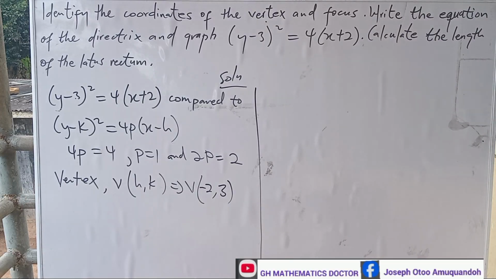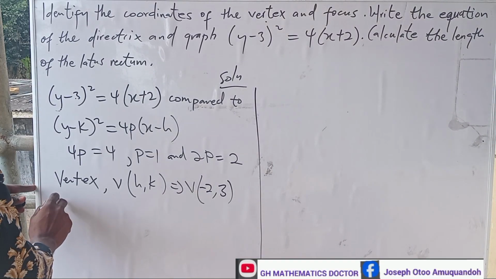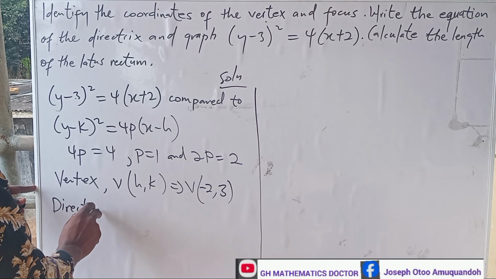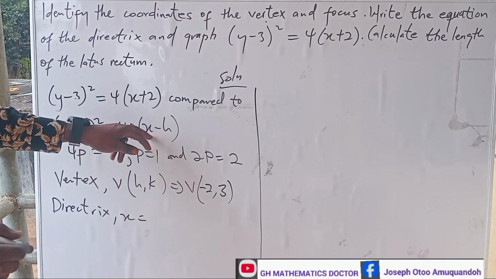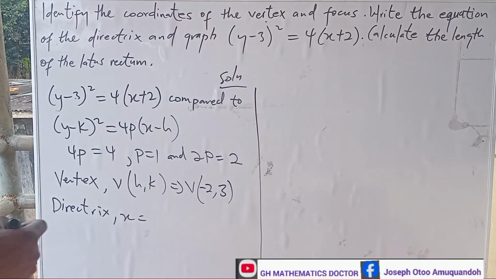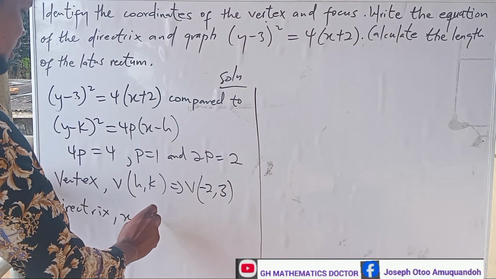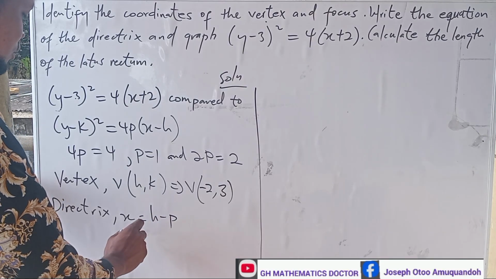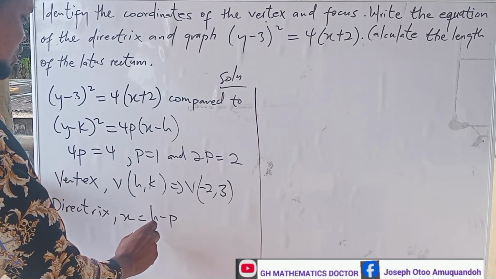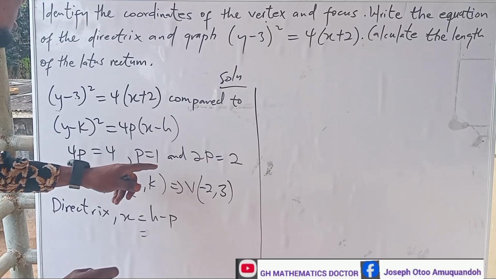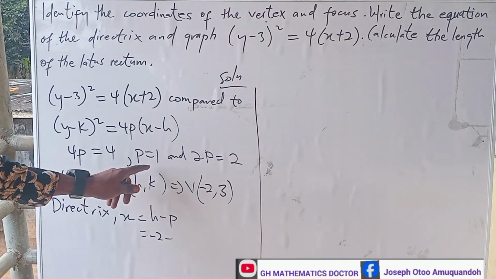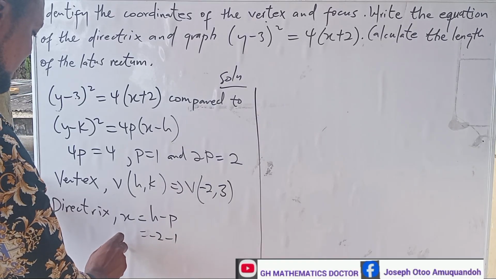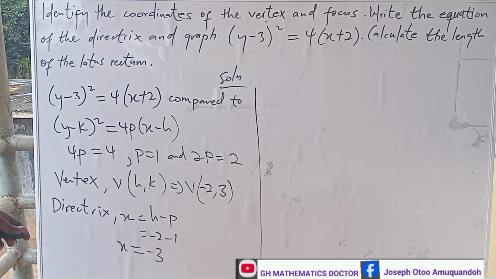We also need to find the directrix. So the directrix is the equation x, since it is found on the x-axis, x equal to h minus p, whereby our h is negative 3 and our p is 1. So we have x equal to negative 3.